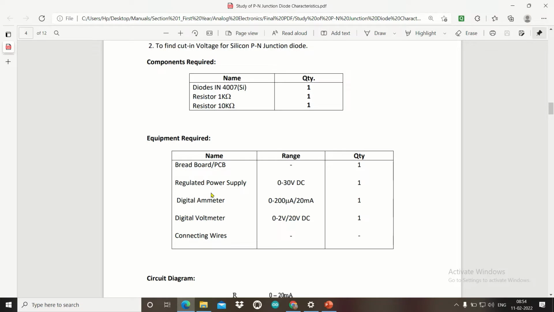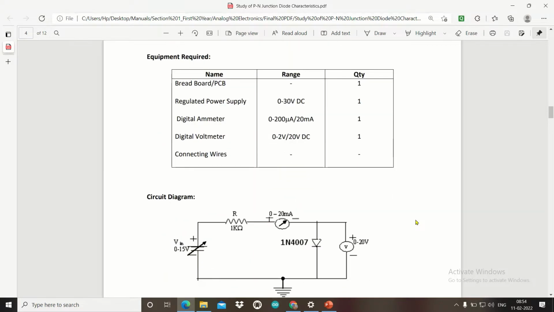For example, we have written here that this is a regulated power supply which should be able to supply us 0 to 30 volt DC. We need a digital ammeter. That digital ammeter is a dual range meter. You can find 0 to 200 microampere or 20 milliampere. In both ranges they should give a reading, and in digital voltmeter you can see it is 0 to 2 volt and 20 volt DC digital voltmeter we have used. So we can very easily use a multimeter for our purpose, and that we will be using during the demonstration.